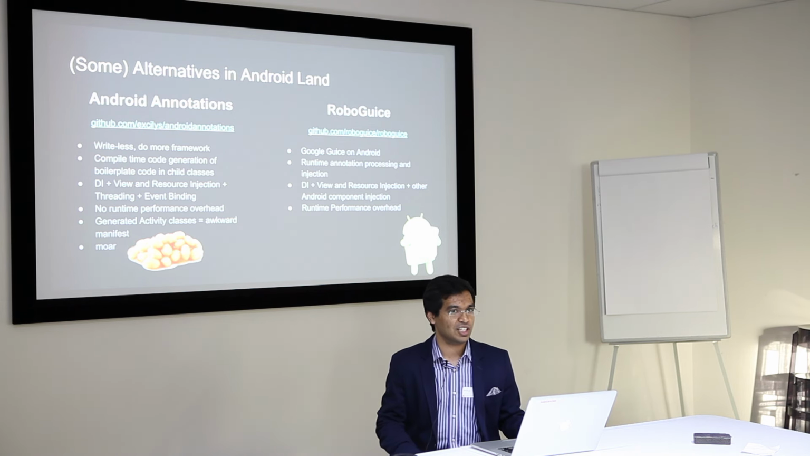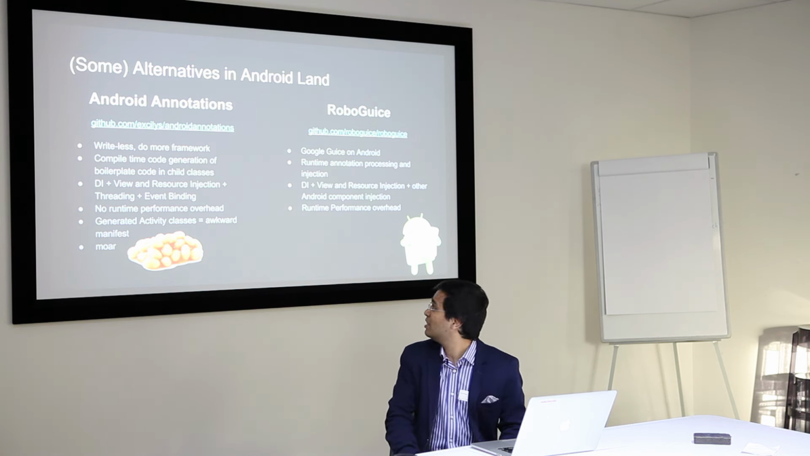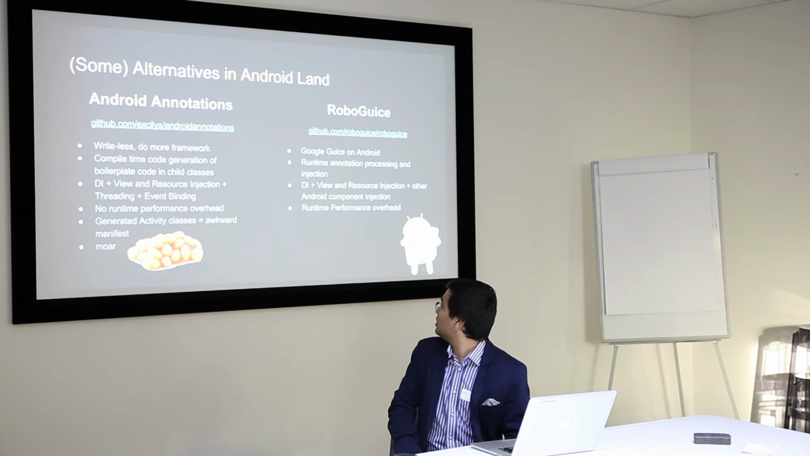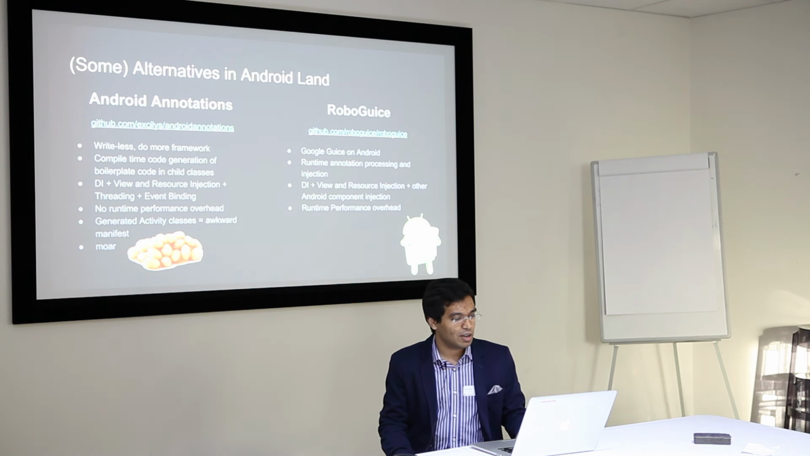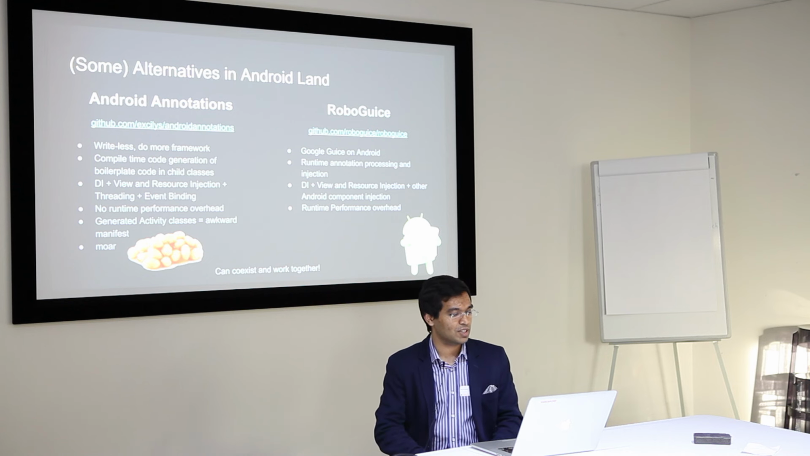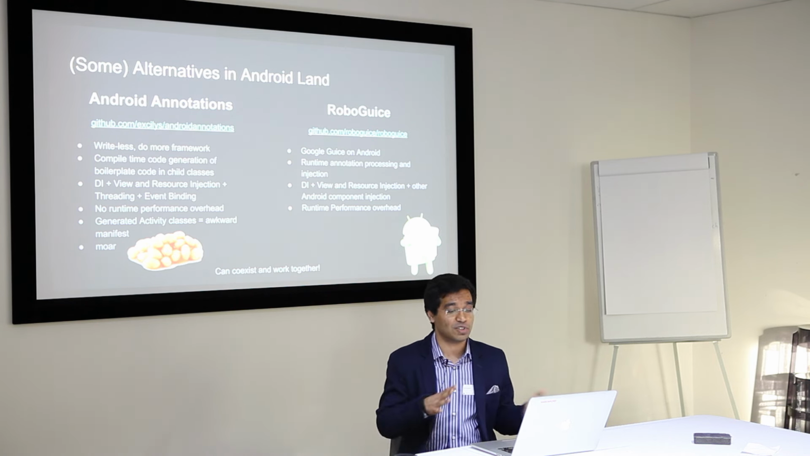So this is essentially Google's Juice project for Android. It takes a similar approach where it's runtime reflection, and for the dependency injection, it does some similar stuff to Android Annotations. So it does view and resource injection, and yeah, it does hit that runtime performance overhead. But one of the really cool things about these two frameworks is you can actually use these two together, and you can leverage the benefits of each of the frameworks to compensate for each other. Just saying this straight up front, Dagger does not deal with any of the view injection stuff. It is just pure DI.